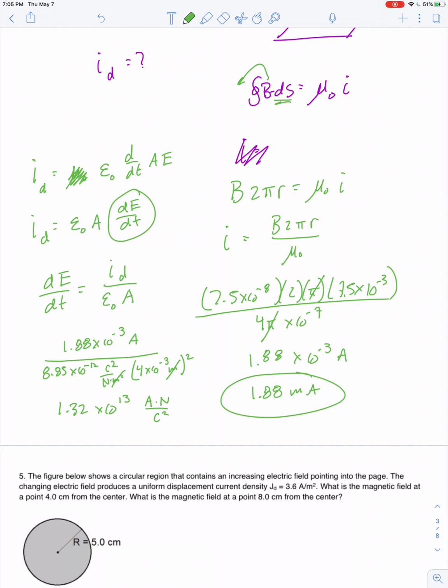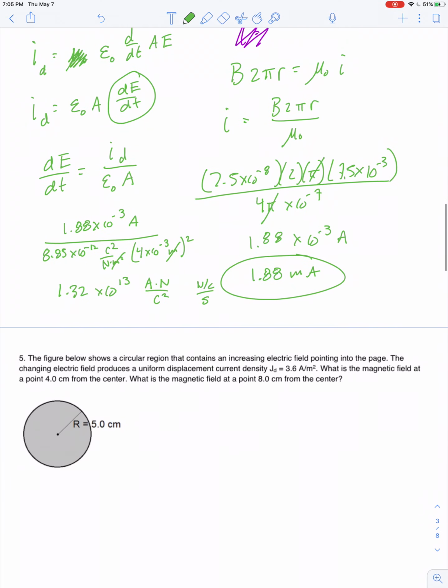Now, is that the same thing as a Newton per Coulomb per second? Well, let's see. An amp is the same thing as coulombs per second. So now we can cancel one of those coulombs, and sure, that's the same thing as newtons per coulomb per second, which is electric field per unit time.